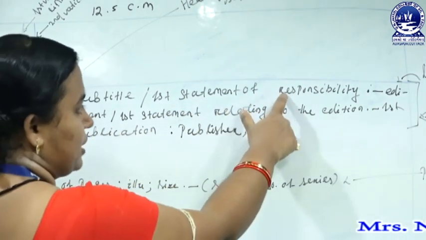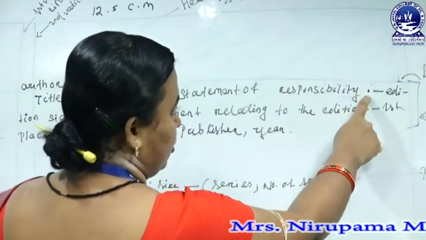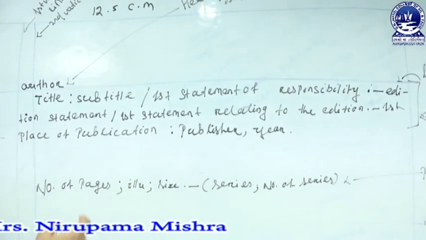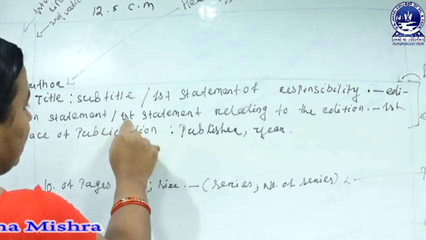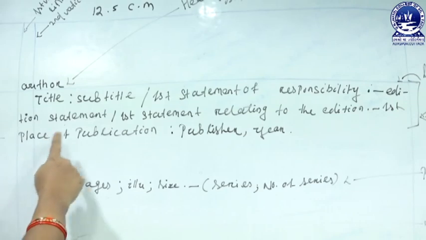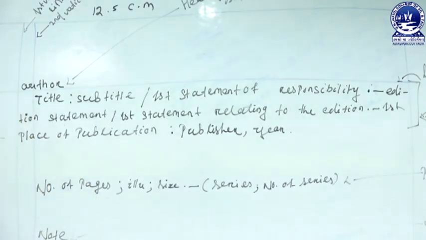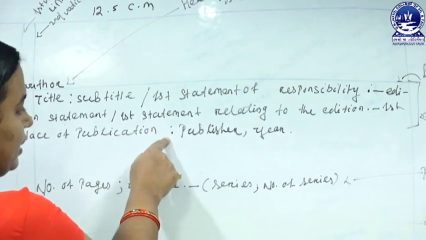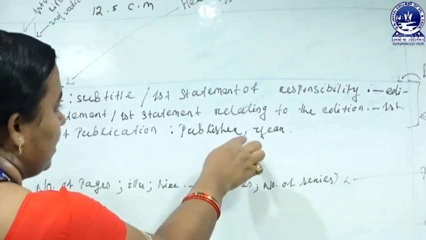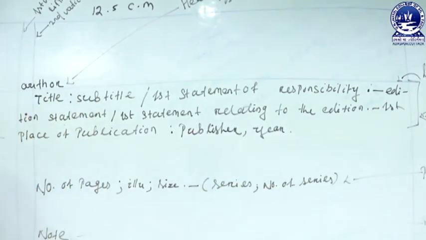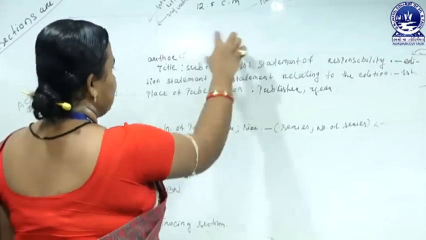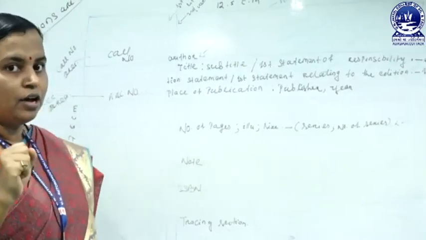After the first statement of responsibility, you put a dot and space, then the edition. If an editor is available, you put a slash and write the first statement related to editions. Then dot and space, then the place where the document was published. After that a colon, then the publisher of that document. After that a comma and the year. This section is known as the heading section, the leading section, because this leads the document.